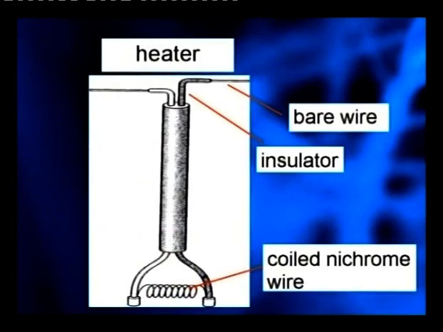Let's look at what the heater is, the heater that we are going to use. Have a closer look at the heater, what it's made up of. We have the diagram of the heater, and we have an insulator that covers the heater. We have bare wires, and those wires are good conductors of heat. We have coiled nichrome wire at the bottom of that heater. So that is a closer view of the heater that we will be using in our experiment.